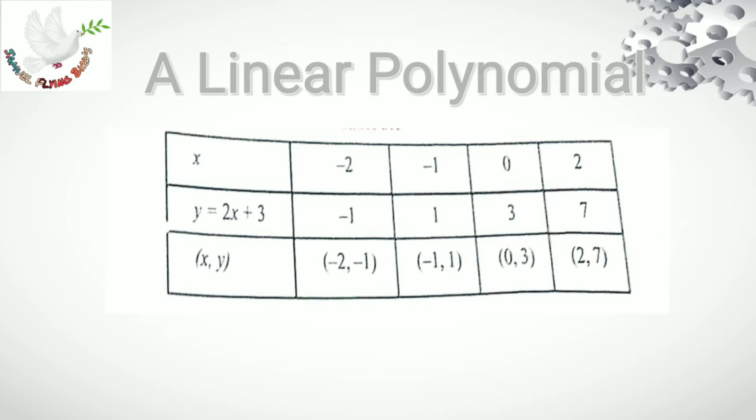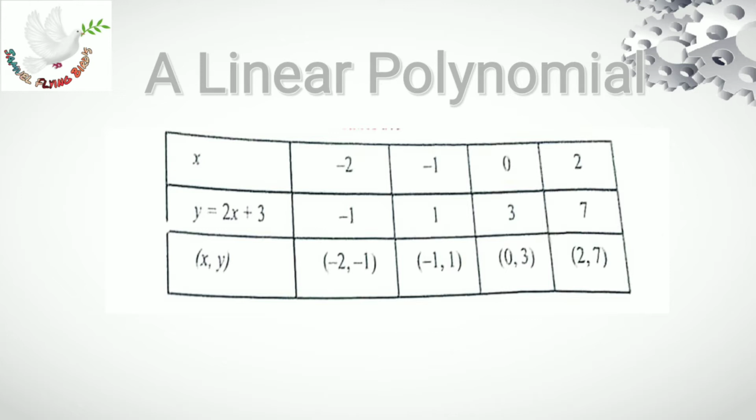Here I am using x first as -2. Here I get the value of y as -1. So x comma y is -2 and -1. For the same p of x, I am considering x equal to -1. Here y becomes 1. The values of x and y become -1 and 1. For the third one, I consider x as 0. Then p of x equal to y equal to 3. Here x and y become 0 and 3.